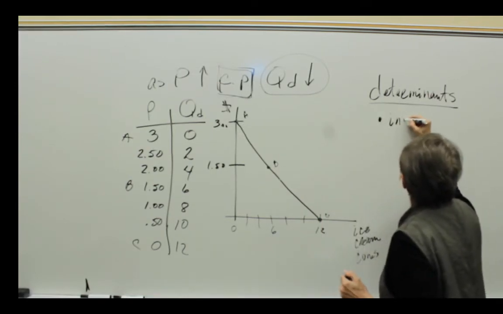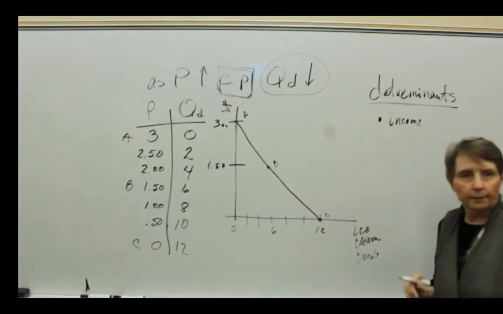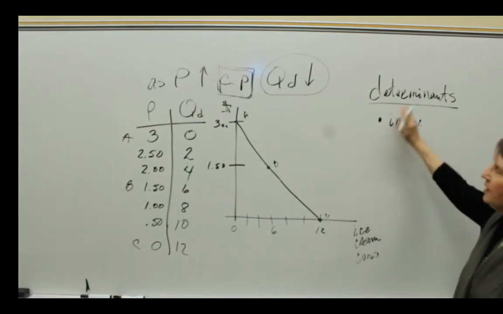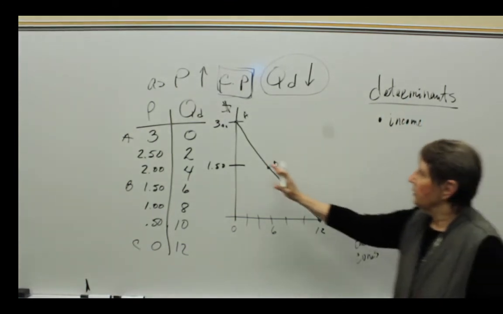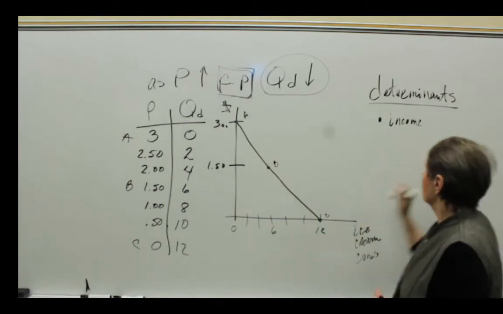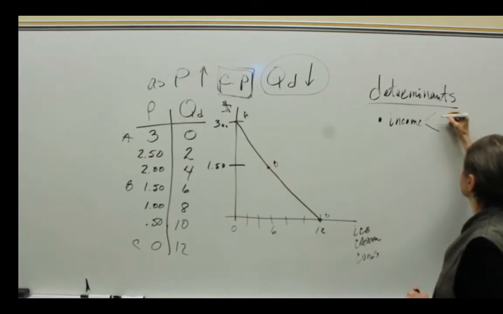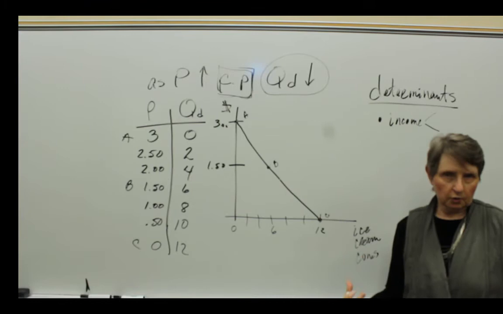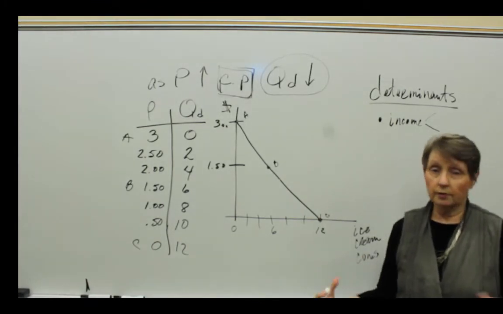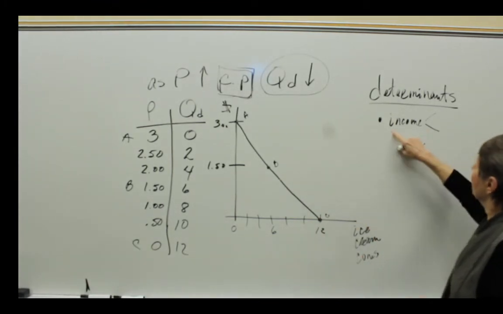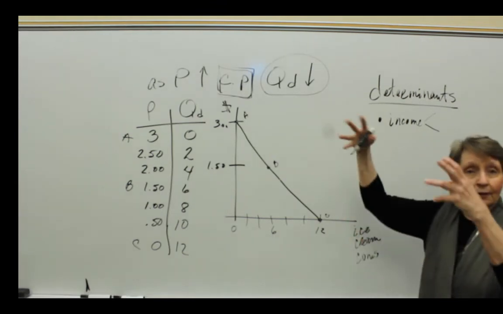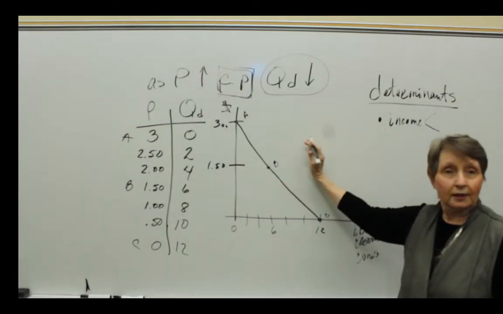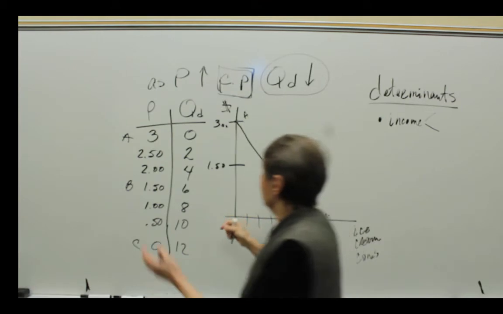The first one is income. If income changes, demand changes. It changes in two ways. If the good is what we call a normal good, which most goods are, what it says is if income increases, demand will increase. And so we can think of it this way.